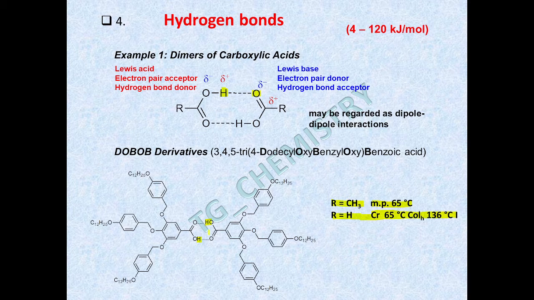Okay, so if this is only R or methyl, this is a simple crystal. If this is a hydrogen atom, which enables the intermolecular hydrogen bonding between these structures, it leads to the formation of a liquid crystalline structure within the molecule. So this is a very important manifestation of the significance of hydrogen bonding.